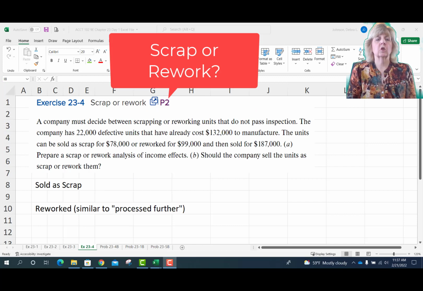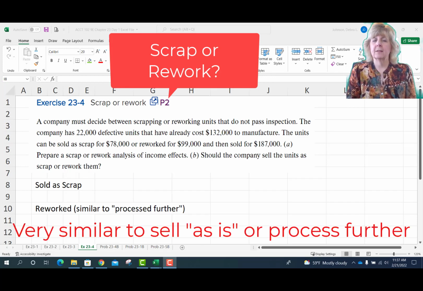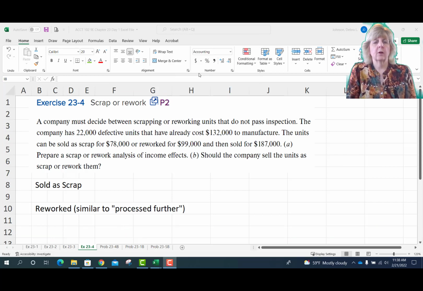Okay, this is a scrap or a rework. If you read it carefully, you'll notice it sounds very similar to a sell as is or process further. So I'm going to let you take a look at this problem and try and solve it on your own after we read it together.